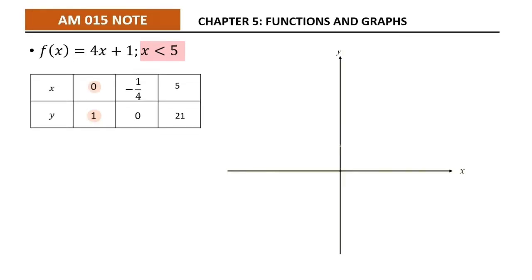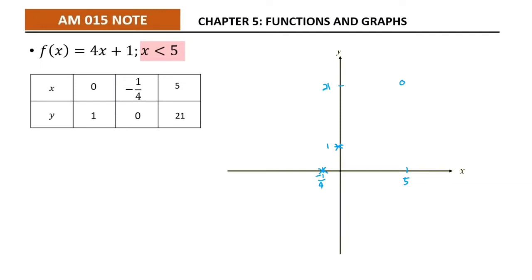X equal to 0, y equal to 1, here. X equal -1/4 and y equal to 0. The end point is x equal to 5 and y equal 21. Since x is less than 5, 5 is not included, which means 5 here is an open circle. And then connect these points, with the end point at x equal to 5.